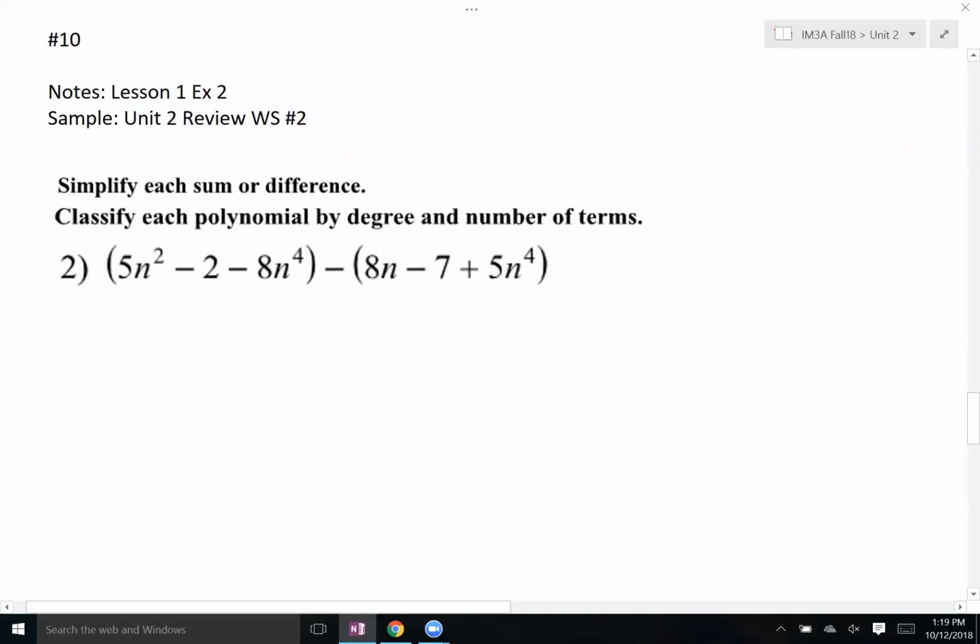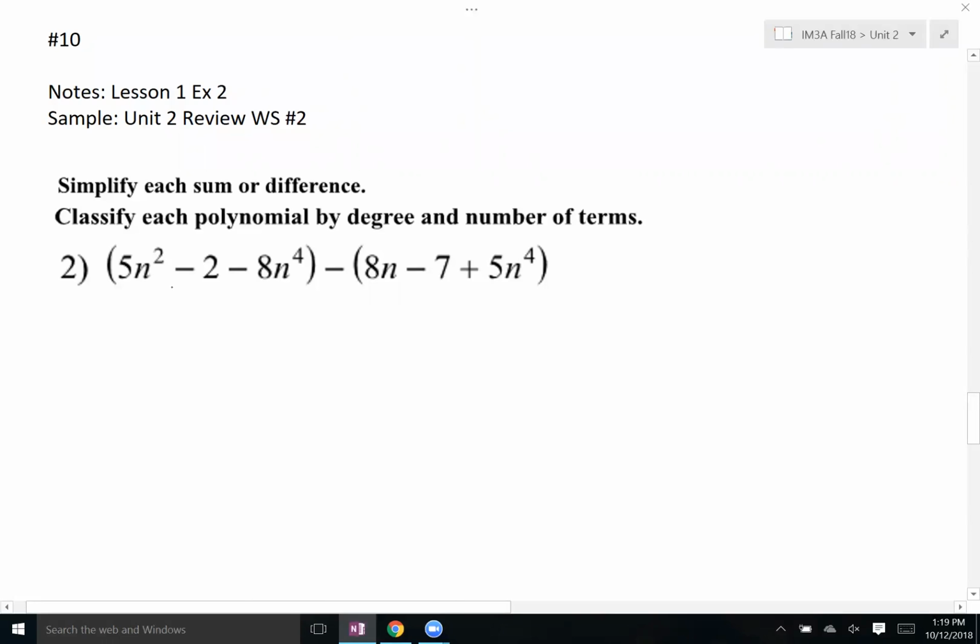The next question on your review goes along with question 2 from the Unit 2 review worksheet. I also added the idea of having to classify, because that's what you'll have to do. So actually it goes with number 2 and numbers 3 and 4. If I look at the problem for number 2, I have 2 polynomials being subtracted.